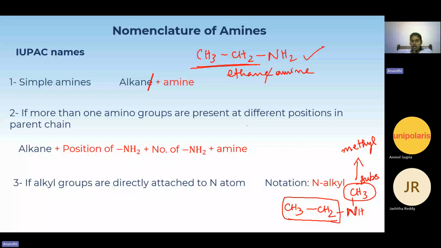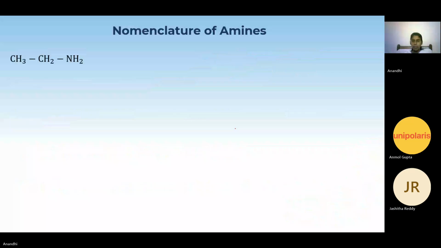N-methyl. So these are the three points you have to keep in mind when giving the IUPAC name for your amines. Shall we go ahead with the structures? Yes, ma'am. I have taken the same structure. What is the name? Ethanamine, since it has 2 carbons. Can you find out the IUPAC name of this compound?